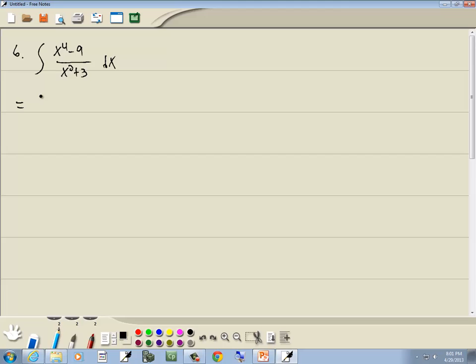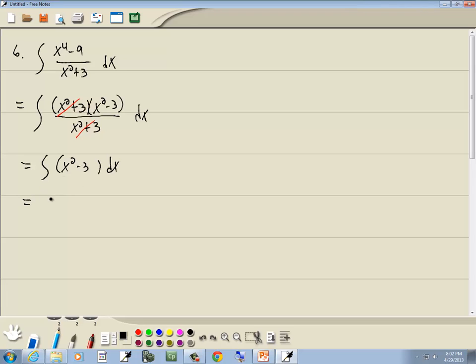Actually, let's go ahead and do that, because I'll show some long division and some of these other ones. The top one is the difference of two squares, and it factors as x squared plus 3 times x squared minus 3, over x squared plus 3, dx. Now after I factor the top part, you see they both have an x squared plus 3, so those are going to cancel. And we have the integral of x squared minus 3 dx.